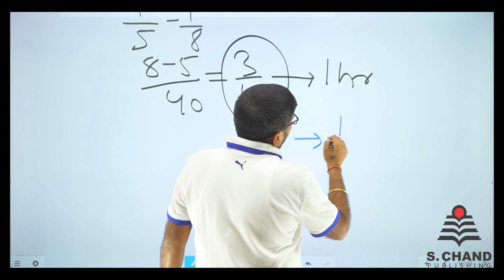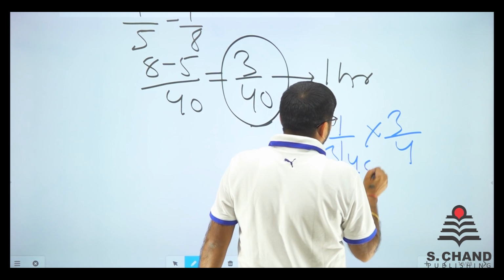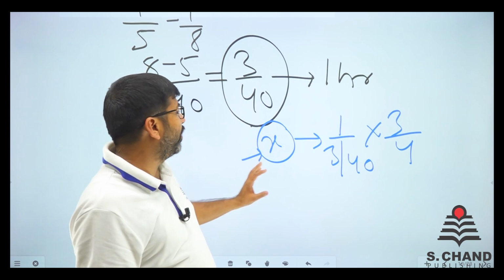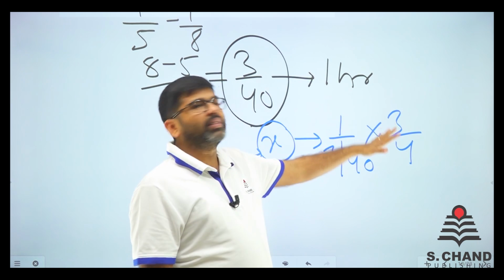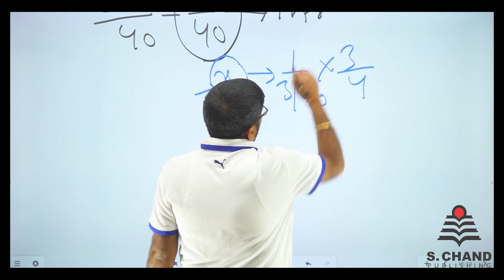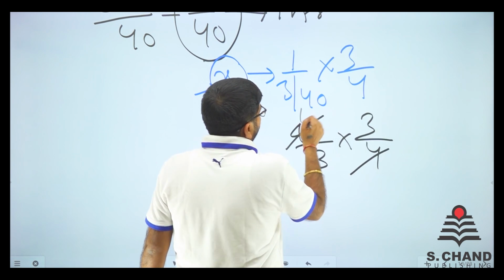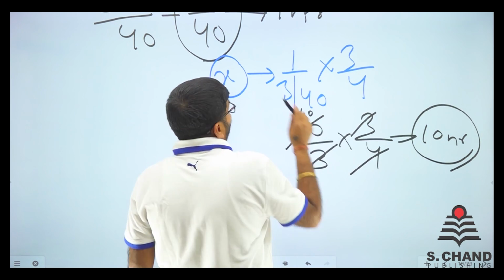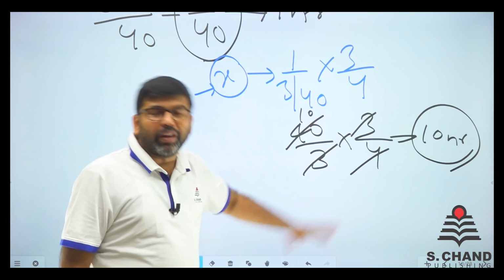So we have 1 hour into 3 by 4, and just divide by 3 by 40. Why so? Because we need to find out how much time it will take. 3 by 40 will go downside because 1 hour is 3 by 40. So how many hours is 3 by 4? 40 will go upside. So 40 by 3 into 3 by 4. The 3s get cancelled, and we get 10 hours. 10 hours it will take to empty the 3 by 4 with the water flowing in.